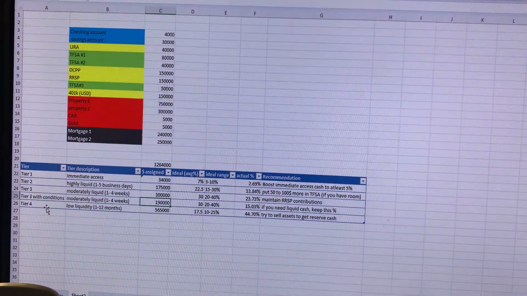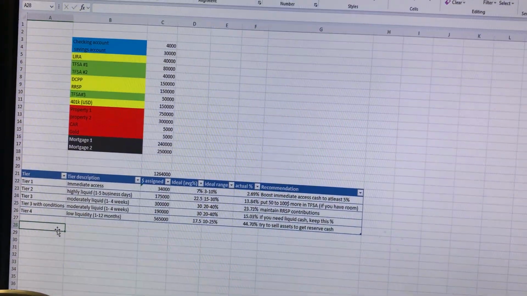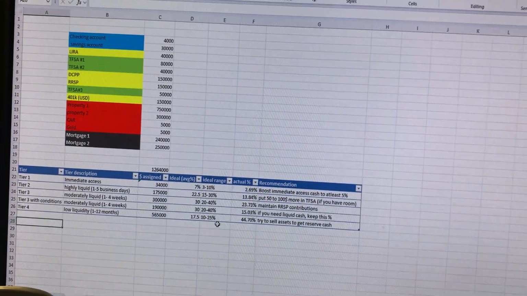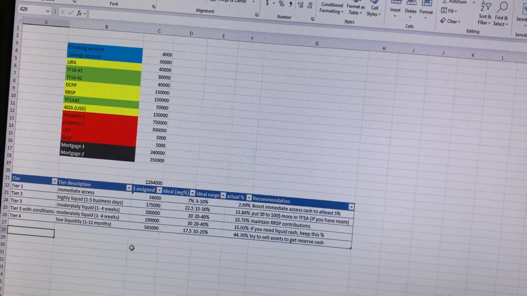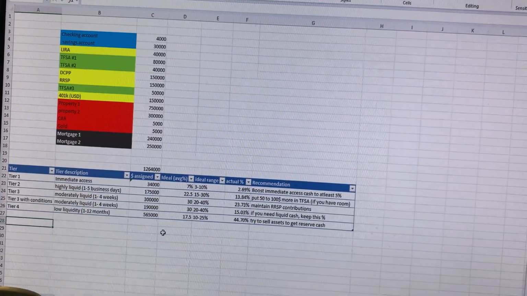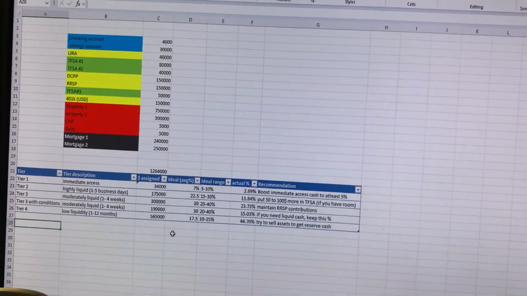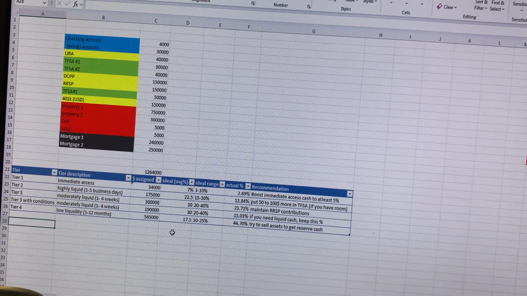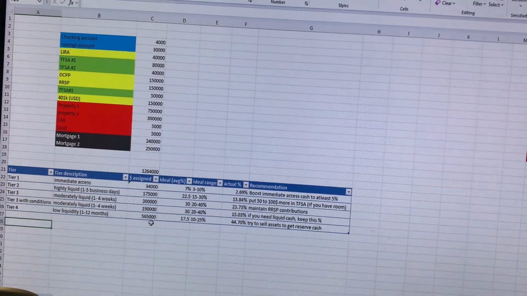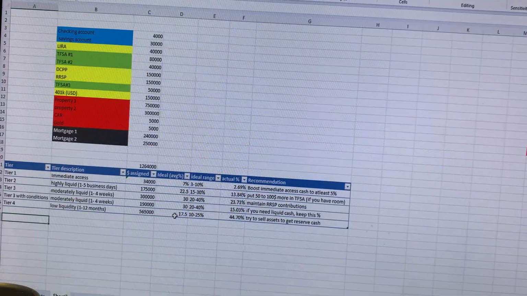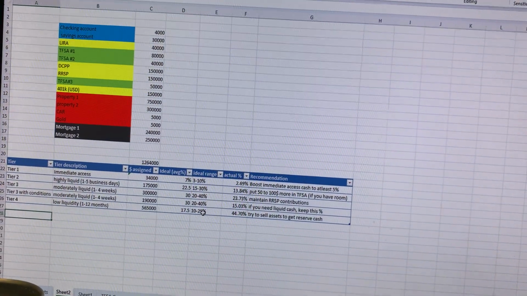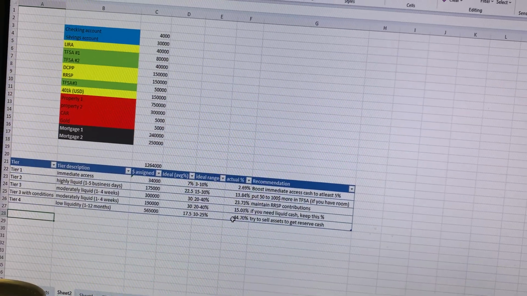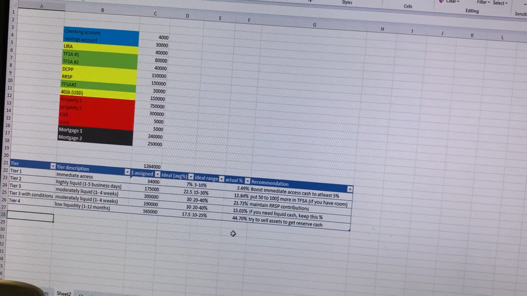The last, tier 4, is low liquidity. 1 to 12 months it takes to get the cash from it, and a lot of people have a lot of money in here, right? So maybe you have a mortgage, but you've paid off your mortgage quite a bit, and your property value has increased by a lot, and then you'll have a lot in that asset. Typically, ideally, you want to have this around 10 to 25%, but in this case, as you can see, this is around 24%.